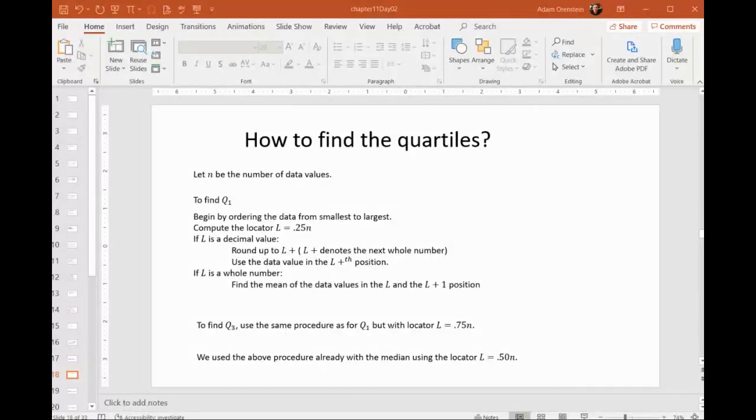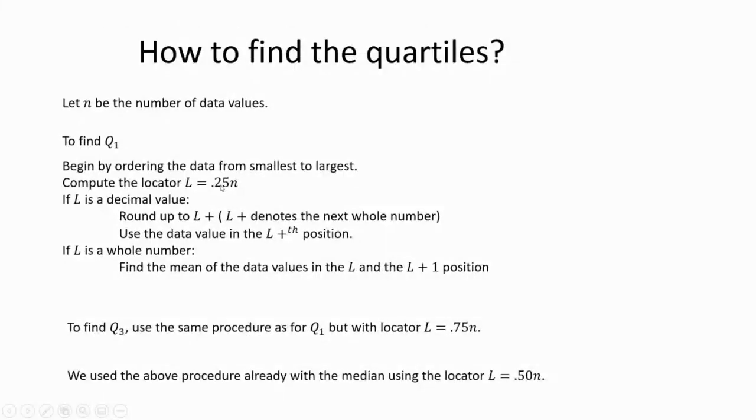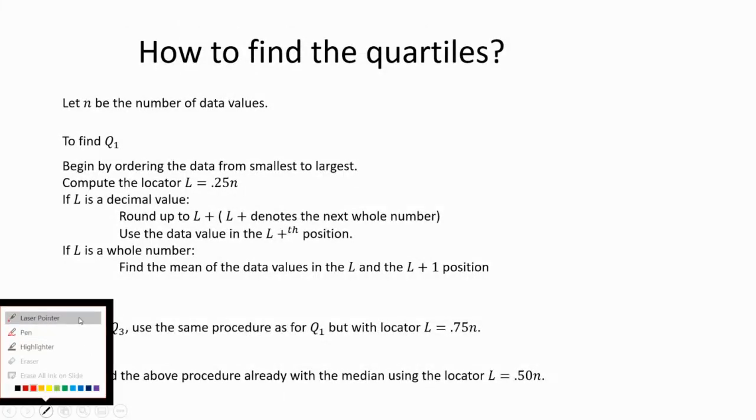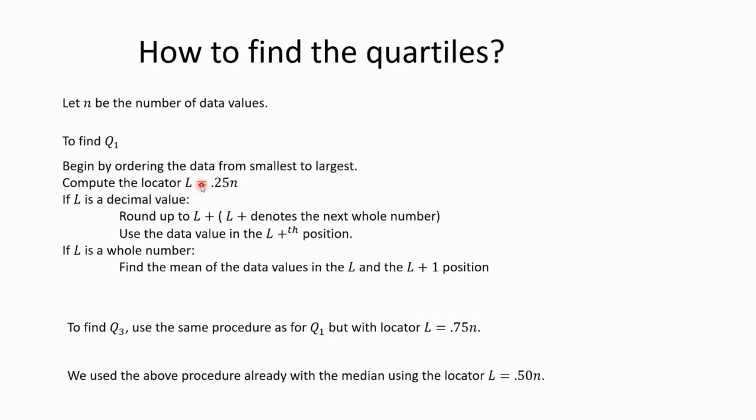Again, after sorting it, n is the number of data values. You're going to calculate this capital L, the so-called locator, which is 0.25 times n. That's actually 25% of n. We're calculating the first quartile, Q1. L is 0.25 times n. Now, depending on what L is will determine the next step you take.